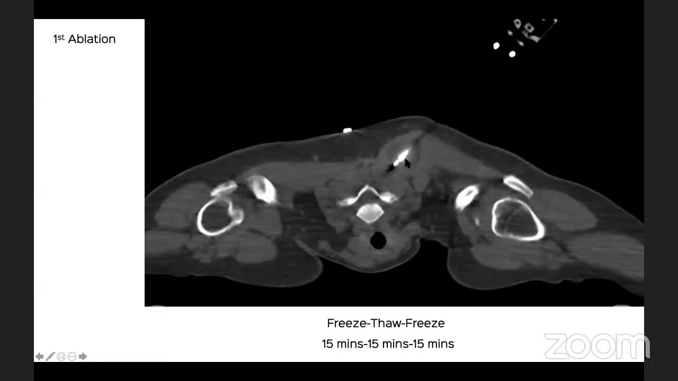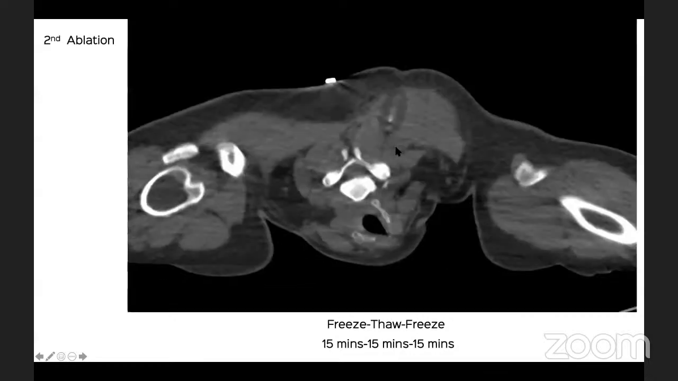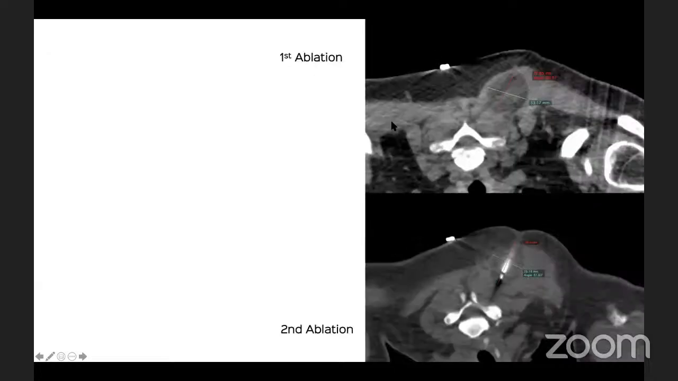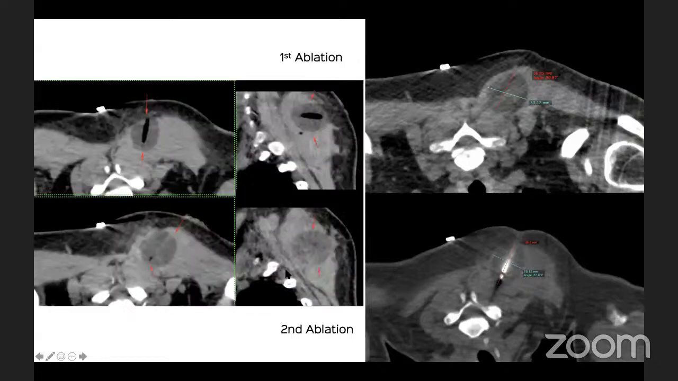And the advantage of cryo, which we've seen in the liver as well, over RFA, is that you know what you're ablating. With RFA, it's always a conjecture. You just assume that you've ablated whatever you have because that's the zone of ablation, but you don't see it. Here you can see the ice ball forming. And then we did a second one. And again, you can see this hypodense ice ball around the electrode. So this was the first ablation. That was the second ablation. That's what it all looks like.